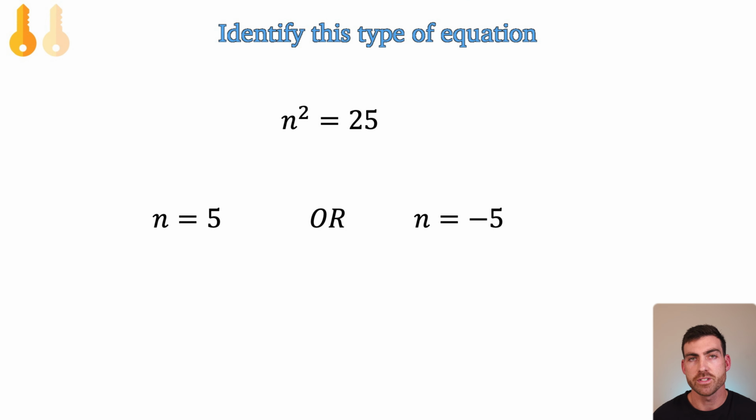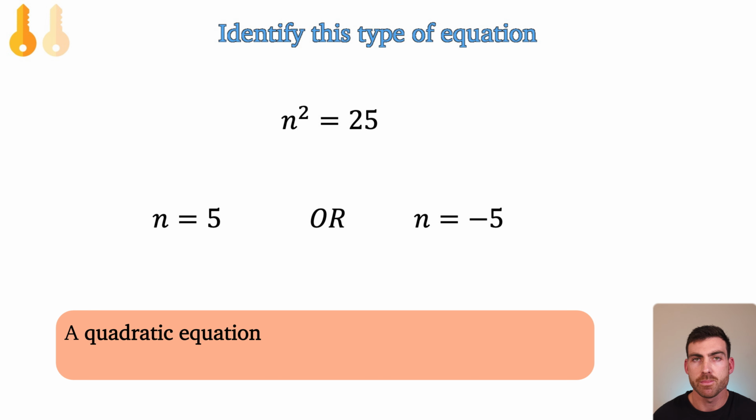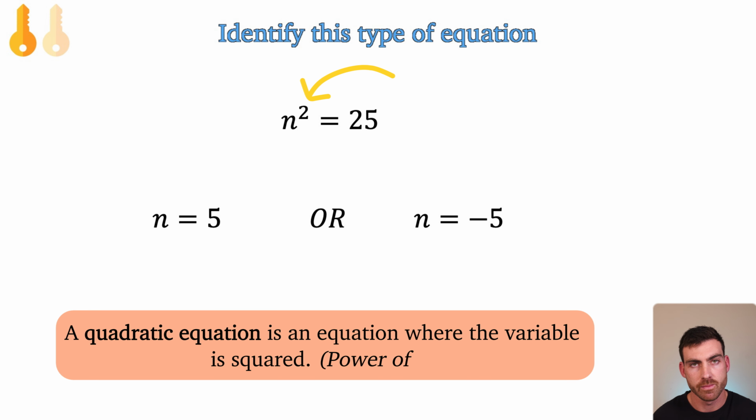Now, this is your first introduction that equations can have multiple solutions. One equation, but two answers. This happens when the variable is squared, and we give these equations a name: quadratics.